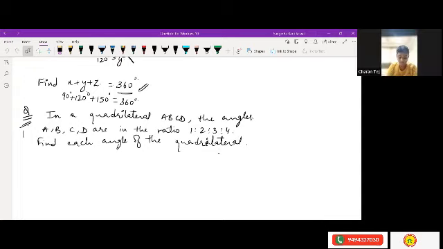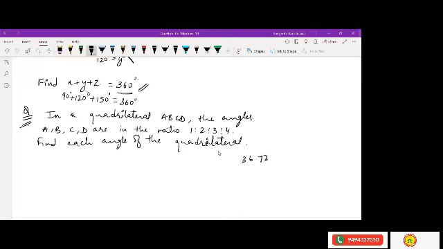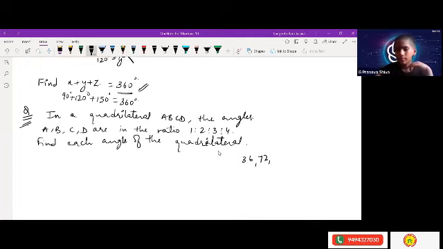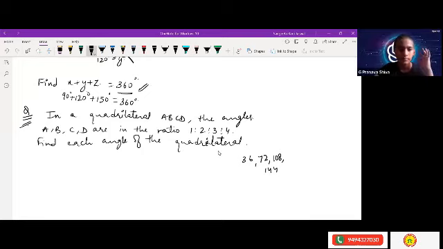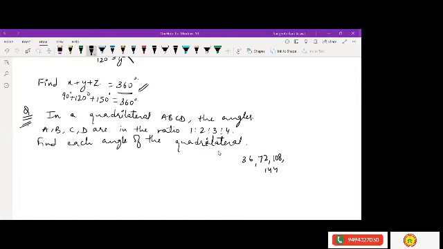Ma'am, 36 is to 72 is to 108 is to 144. Okay, are you getting these? How many are getting these angle measurements? I got the same, ma'am. Great. Gagan also got the same. Just check if the sum of these angles is equal to 360 degrees.